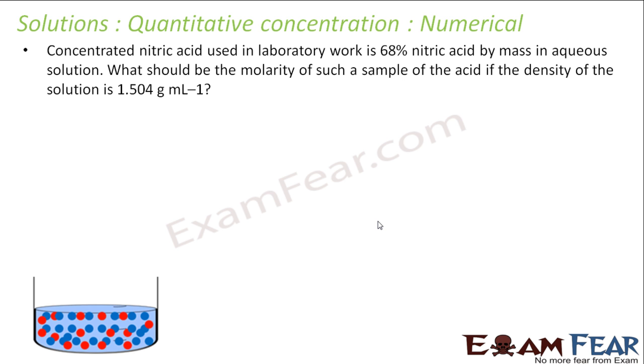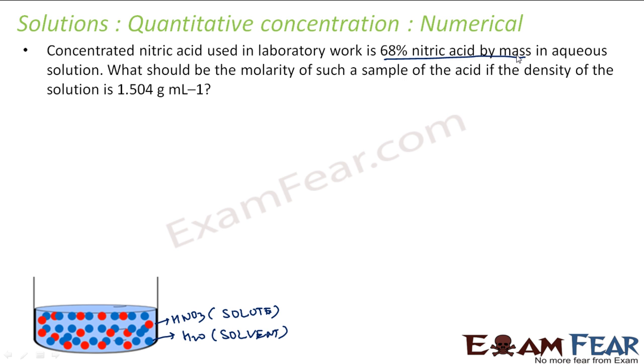The question is: concentrated nitric acid used in lab is 68% nitric acid by mass in aqueous solution. That means I have a solution, I have nitric acid here. This nitric acid is my solute and my water is my solvent because it is aqueous. Correct. 68% nitric acid by mass.